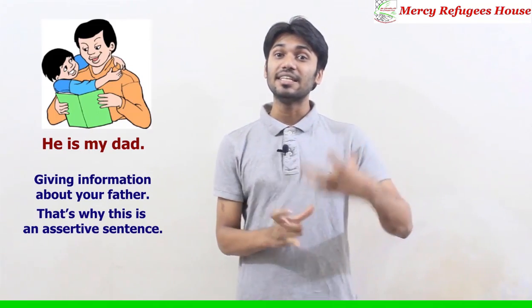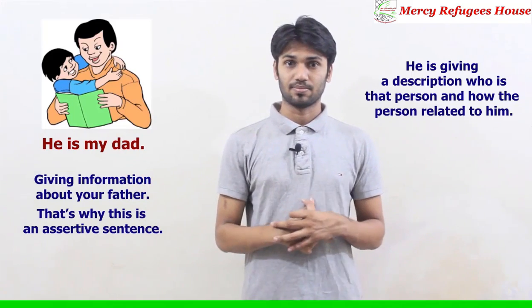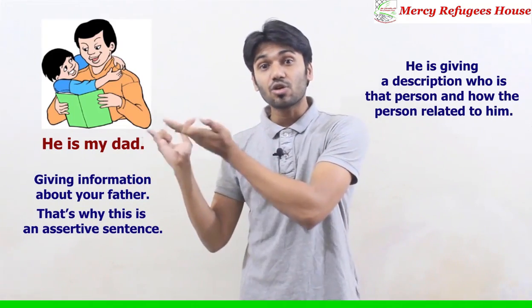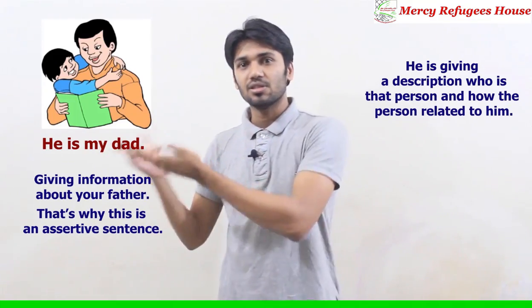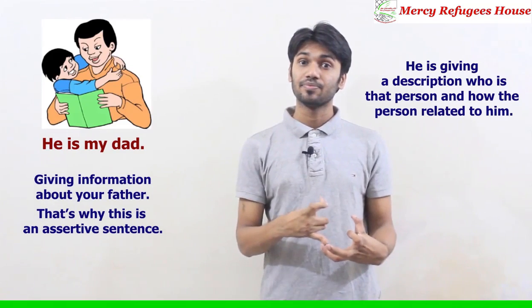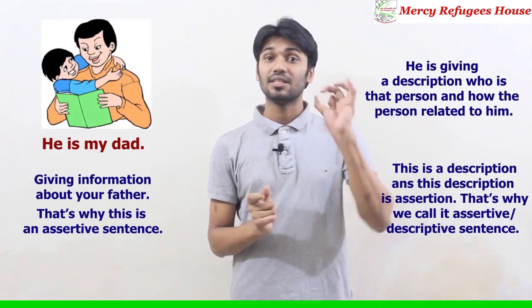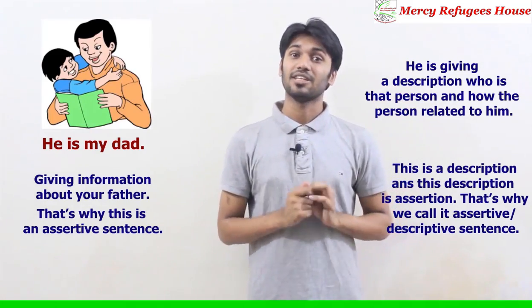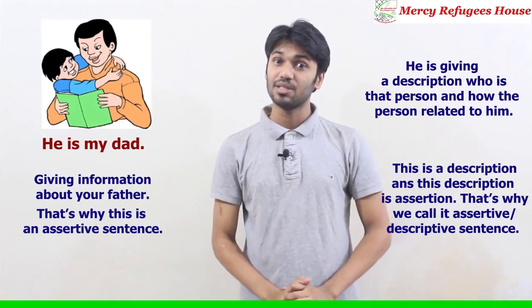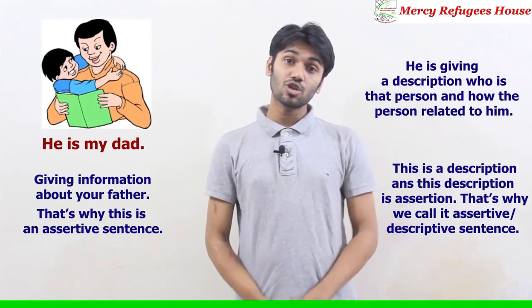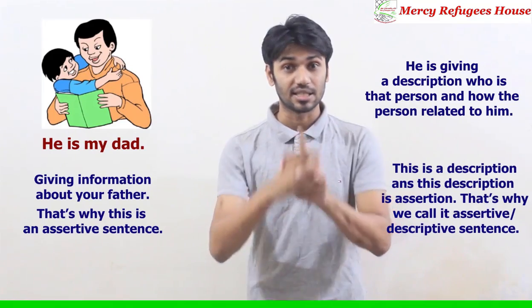See, he is giving a description. Who is that person? He is talking about a person and telling us how that person is related to him. This is a description. See, this description is an assertion. That's why we call it a descriptive sentence. Most of the sentences we write or use are assertive sentences.